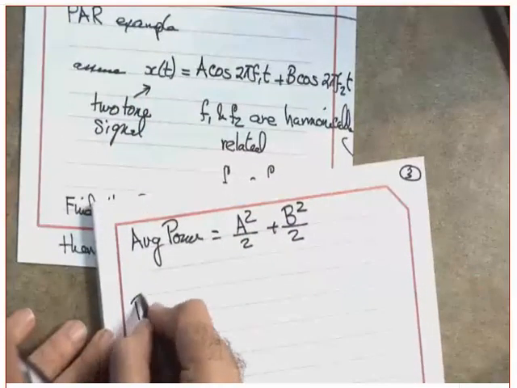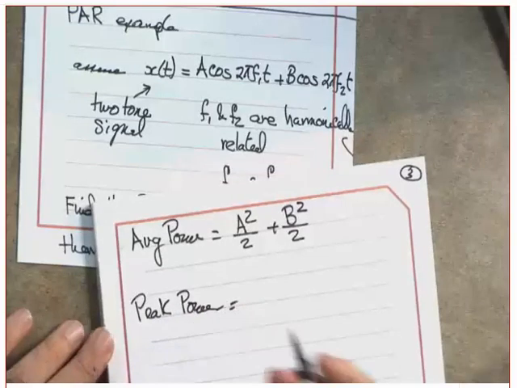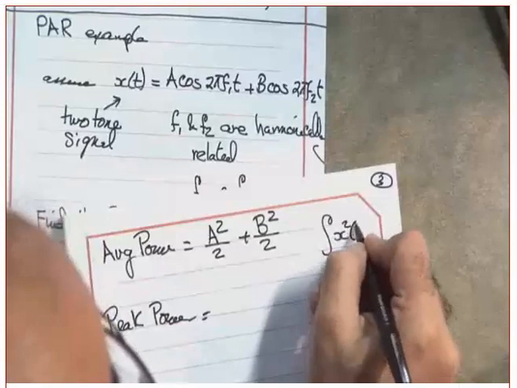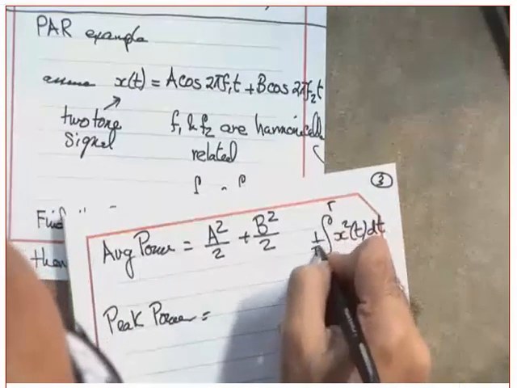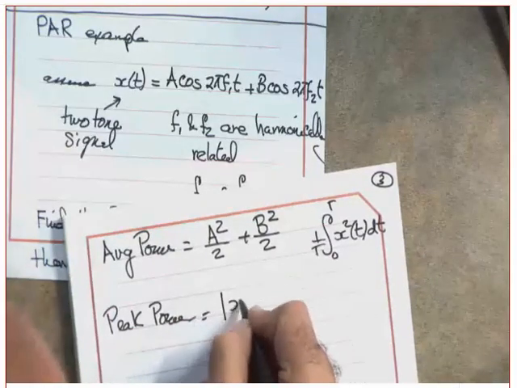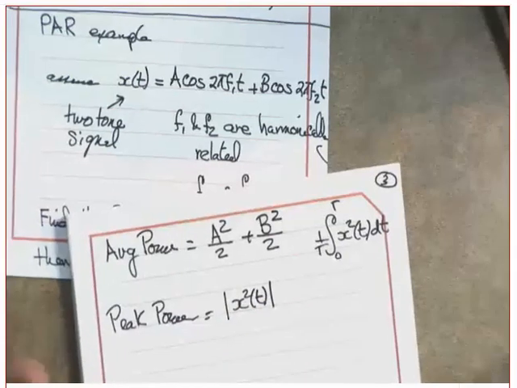Okay. Now, the peak power. How do I get the peak? Remember, the average power is 1 over T times the integral of x squared t dt from 0 to T, where T is a period. Did you get this or not? What is the peak power? The peak power is proportional to the magnitude squared. Yes or no?